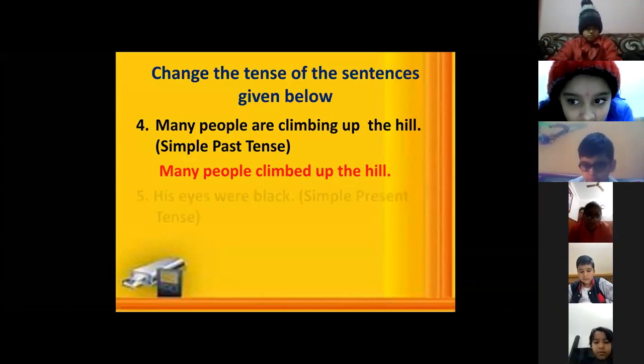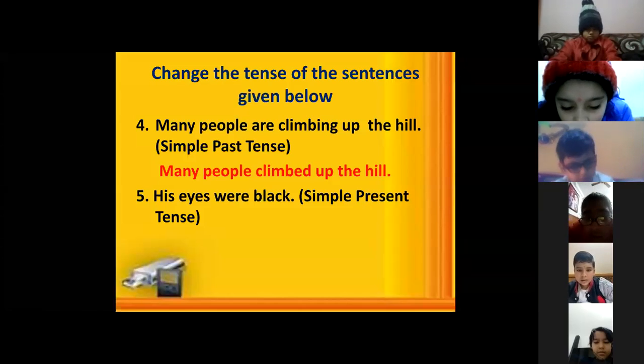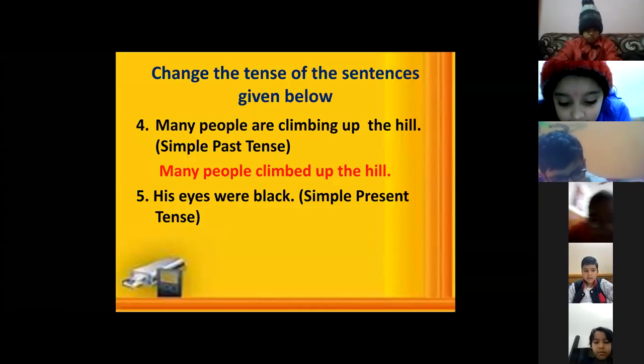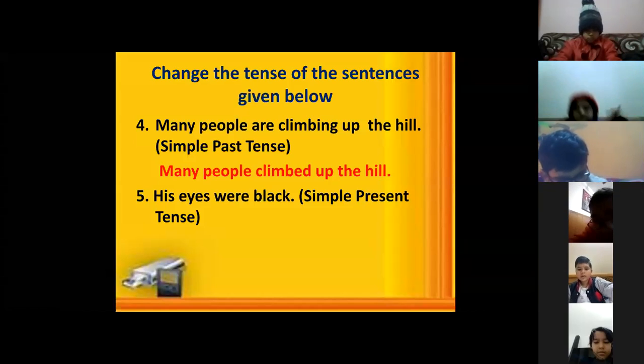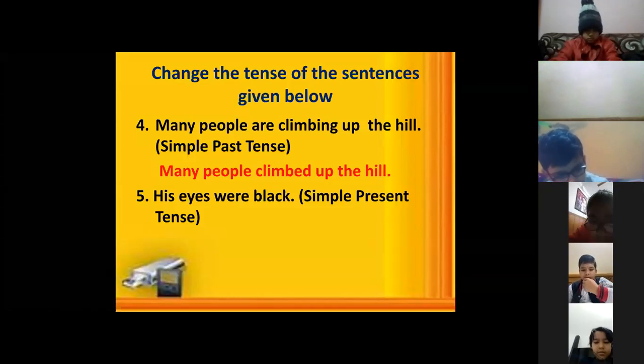Now moving on, number 5. His eyes were black. Change it into simple present tense. Simple present tense means we have to use the first form of the verb and we need to use s or es with the third person singular. So his eyes were black की जगह his eyes are black.